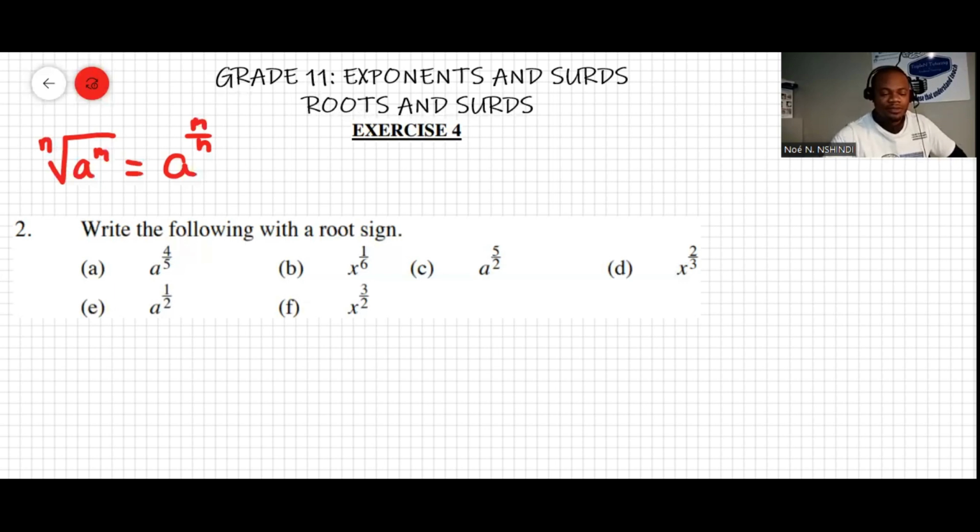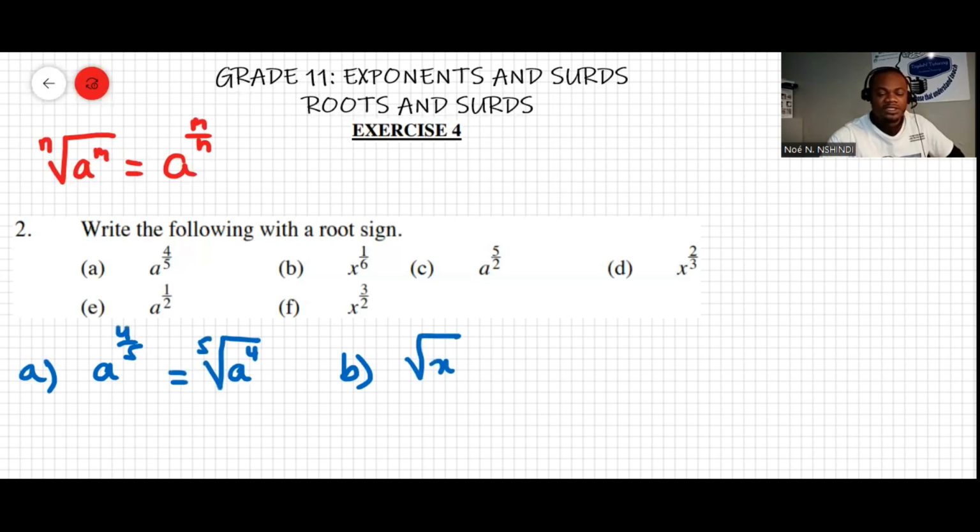So let's start with a. Question a says a to the power of 4 over 5. Understand that the denominator is the index of the root, so it's going to be the fifth root, and the numerator is the exponent of the base a. So that's the fifth root of a to the power of 4. And then b will be the sixth root of x to the power of 1. I don't need to write the power of 1 because it's just 1.